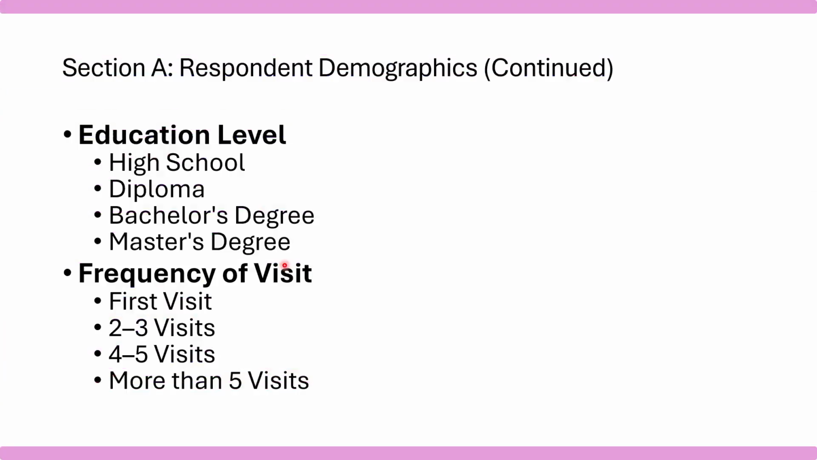Next, still on respondent demography, you have to ask about education level, the latest one. Let's say one of your friends is still studying at bachelor degree level, so their last education level will be high school, and so on. Then frequency of visit. If you talk about visitation, you have to ask the frequency of the visit.